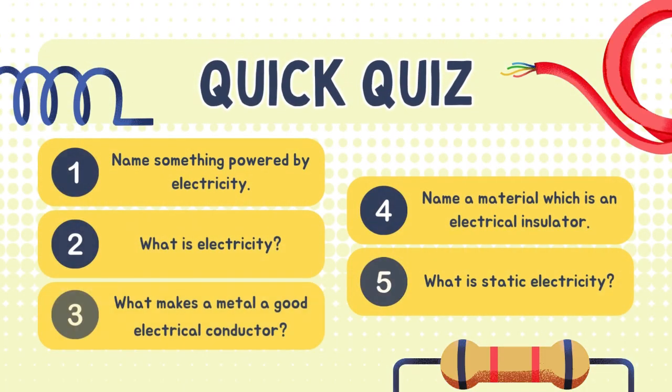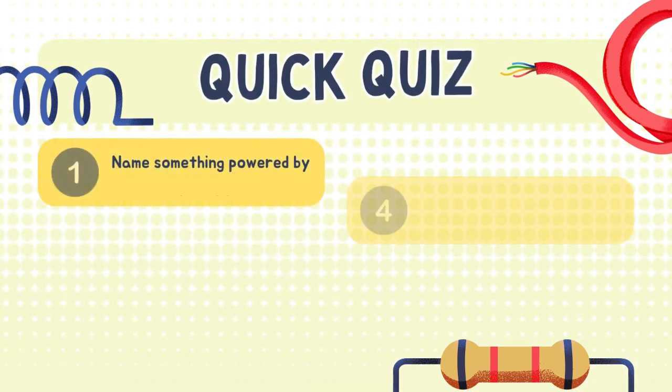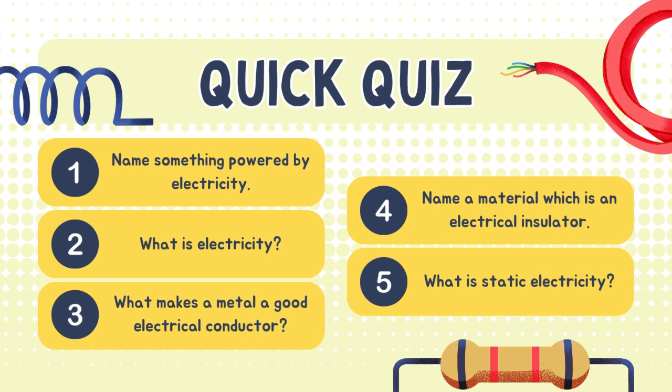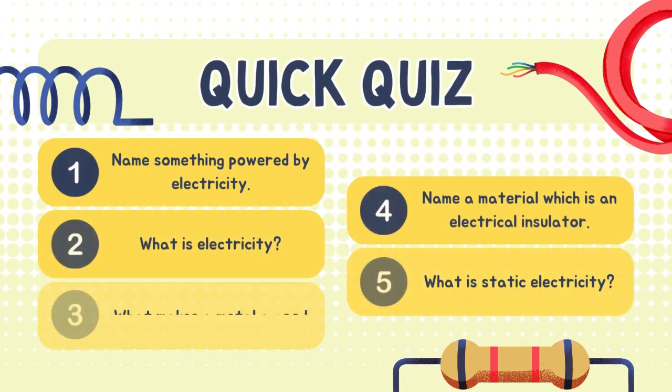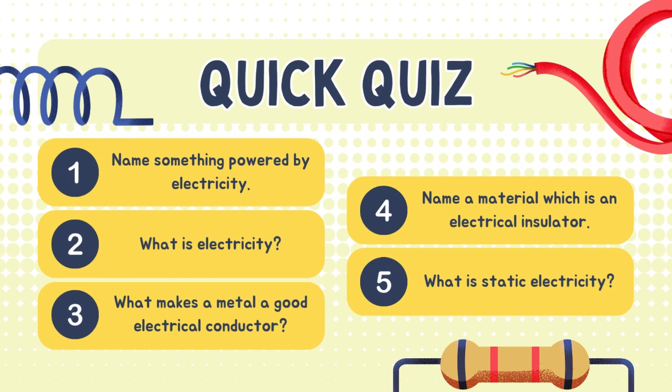Quick quiz. 1. Name something powered by electricity. 2. What is electricity? 3. What makes a metal a good electrical conductor? 4. Name a material which is an electrical insulator. 5. What is static electricity?